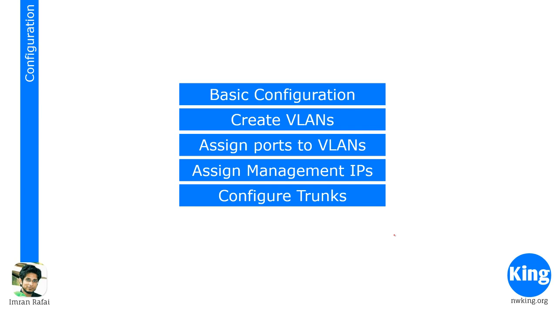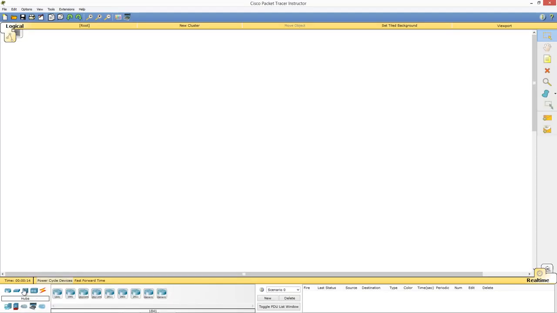Let us try to configure VLANs. Let's create a network. So let me take two switches. That's switch 1 and that's switch 2. Then let us take two end devices. I'm going to say PC1 and PC2. I'm going to take a wire, connect this wire from here to Fa0/0, Fa0/1, and then Fa0/2.